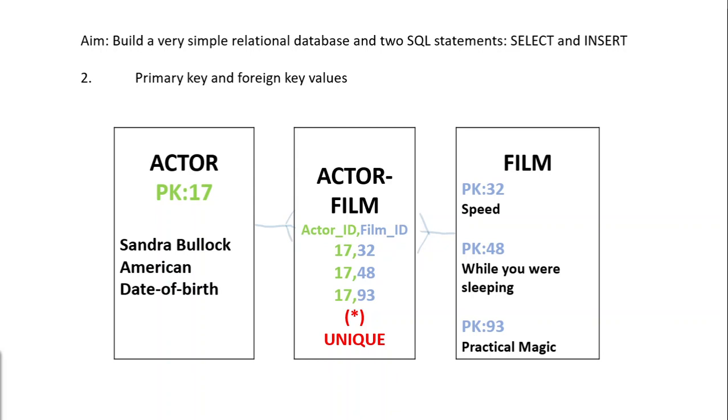In the actor film table, an actor ID of 17 is combined with the film ID of 32 in a row of the table. In another row in the actor film table, the same actor ID of 17 is combined with a different film ID, 48. Finally, the actor ID of 17 is further combined with another film ID of 93. The pairings of these particular actor ID and film ID values are unique within the actor film linking table. So an actor, Sandra Bullock, has been linked to several films.